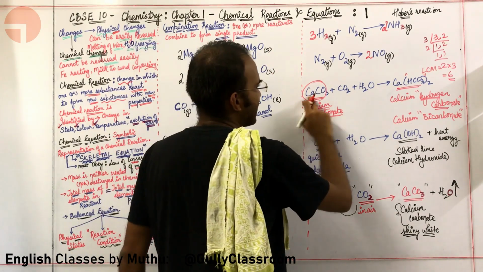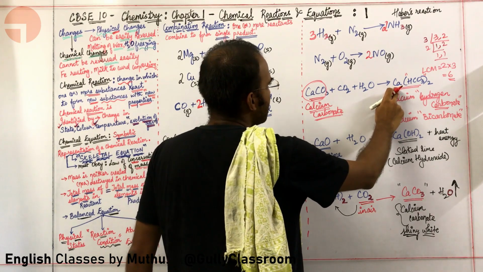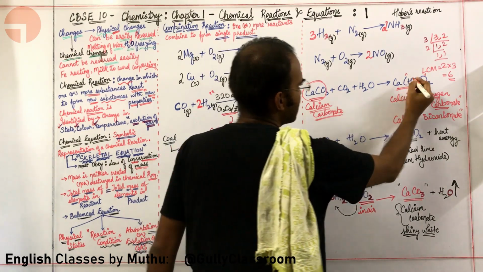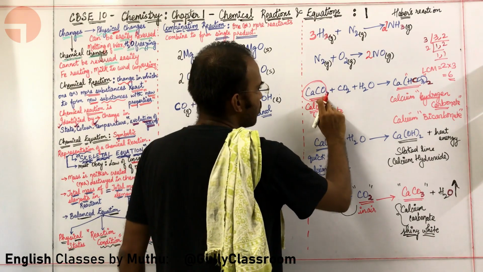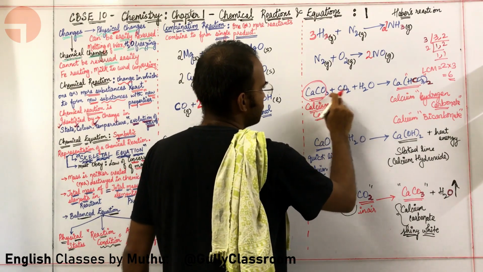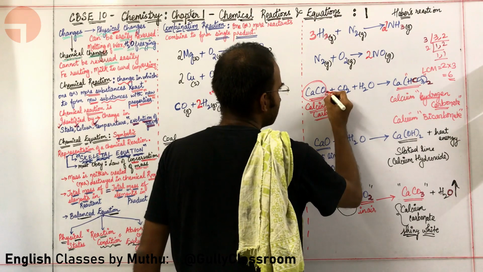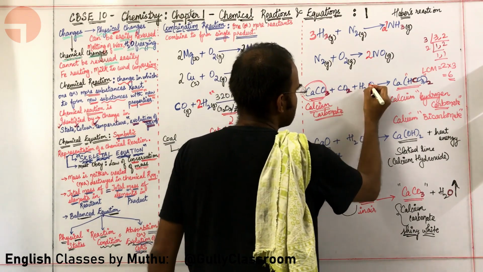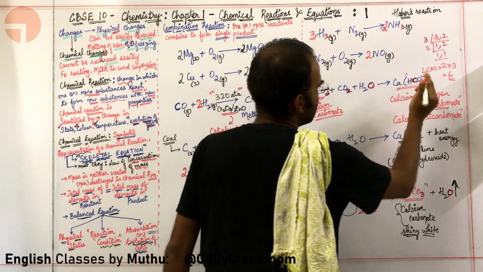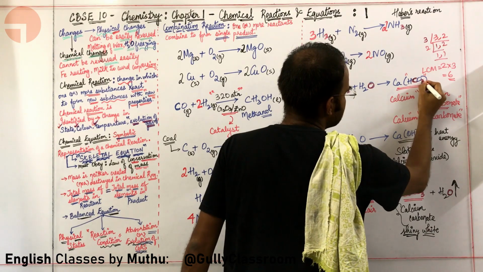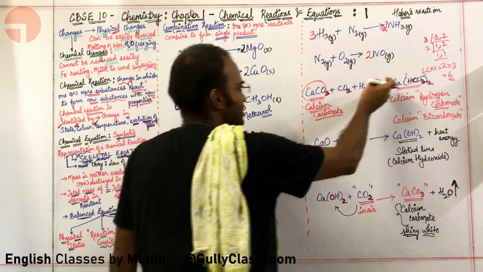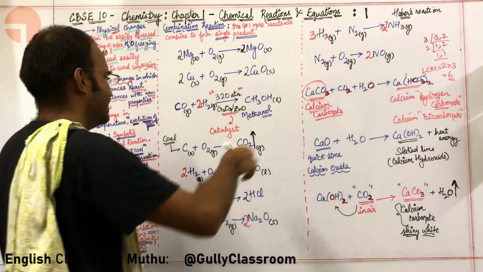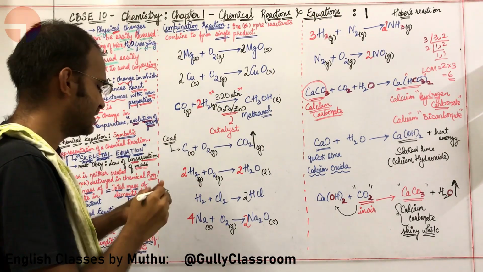Here there is one calcium, here there is one calcium, here there are 2 carbons, so here also there are 2 carbons. Okay, what is the total number of oxygens? 3 plus 2 plus 1, 6. So here there is 3 into 2, 6. Here there is 3 into 2, 6. So here also there are 6 oxygen, here also there are 6 oxygen. That particular equation is self-balanced.